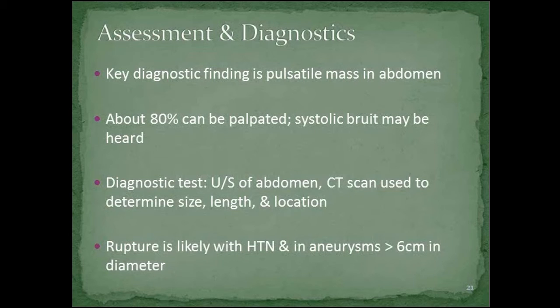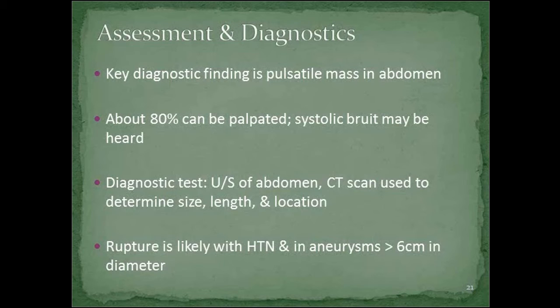Assessment findings, diagnostic criteria. Of course, I just said the key diagnostic finding is that pulsatile mass. They say about 80% of these aneurysms can be felt, meaning that you can palpate a thrill. If you find it in just the right spot, you can actually feel that blood flow being turbulent through there. You can also auscultate a bruit. That's what a bruit is, turbulent blood flow. So when you're auscultating for bowel sounds, you could possibly hear a bruit. That would never be a good thing, but it's possible.